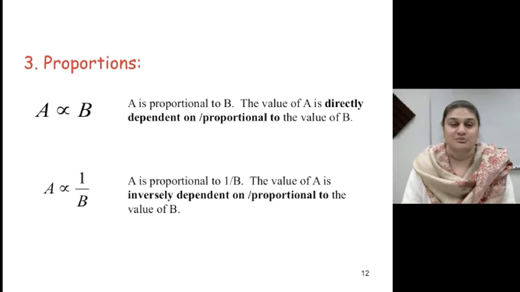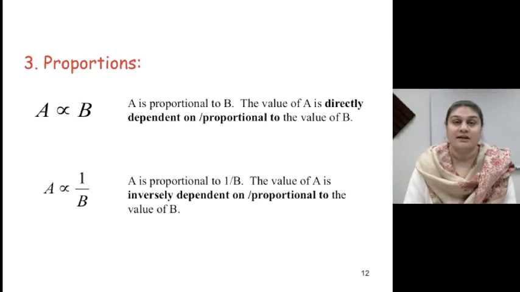A is proportional to B, or A is inversely proportional to B. What does that mean? Proportions are very important. A directly proportional to B means that the value of A is directly dependent on the value of B. For example, if one increases, the other one has to increase. A inversely proportional to B means as one increases, the other one decreases. That means it is inversely proportional to the value of B.